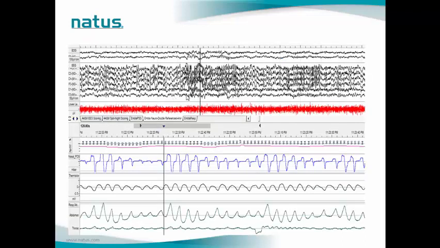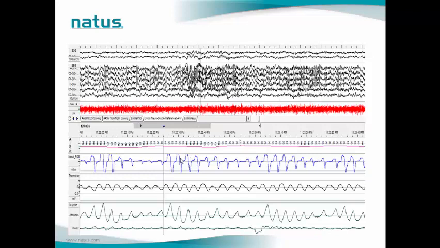The upper window shows the neurological traces, and this is displayed over 30 seconds. The lower window shows the respiratory traces that are displayed over 2 minutes. The black bar is called the indication bar, and this is used to synchronize the two different worksheets displayed on two different time bases.